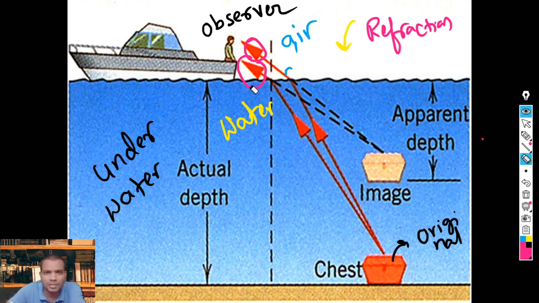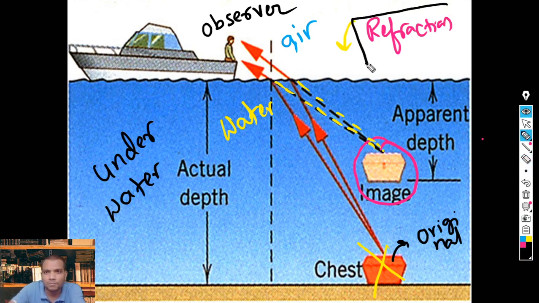Because of that situation, bending away from the normal, those light rays appear to come from here. They appear to come from there. So these dashed lines show where the rays appear to come from. It means we feel that the underwater object's position is not here, but here. So this is because of refraction. That's the reason when light is traveling from a denser to a rarer medium, it is bent. That is the property of refraction.